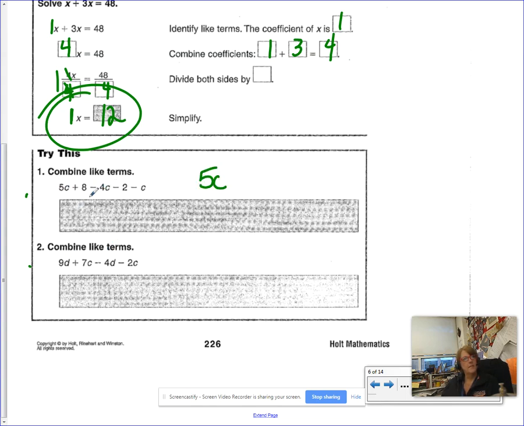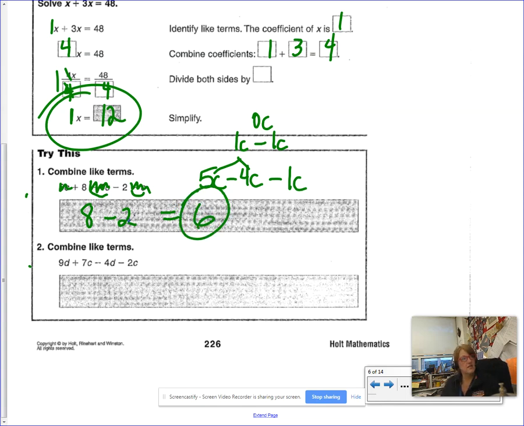I have a 5c. Remember, keep the sign with the term that comes right after it. A minus 4c. Here's another one. A minus, and I'm going to write the one in there. 5c minus 4c. That gives me a 1c. 1c minus another 1c. Big fat old 0c. 0 times anything is 0, so all your c's got wiped out. I'm left with a positive 8 and a minus 2, or a negative 2, which is 6. All of that mess is just equal to 6. Crazy!